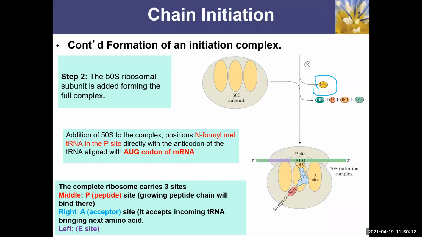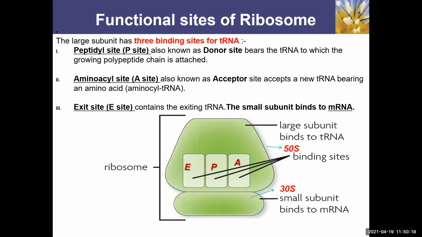And the larger subunit, we said that it has 3 sites: the A site, the P site, and the E site. The E site is the exit site, the P site is the peptidyl site, and the A site is the acceptor site or the aminoacyl site.